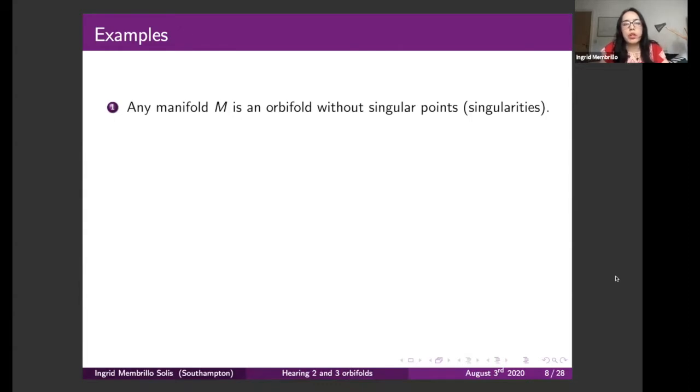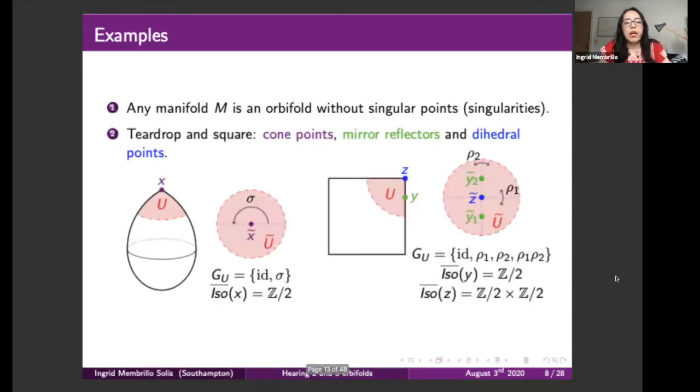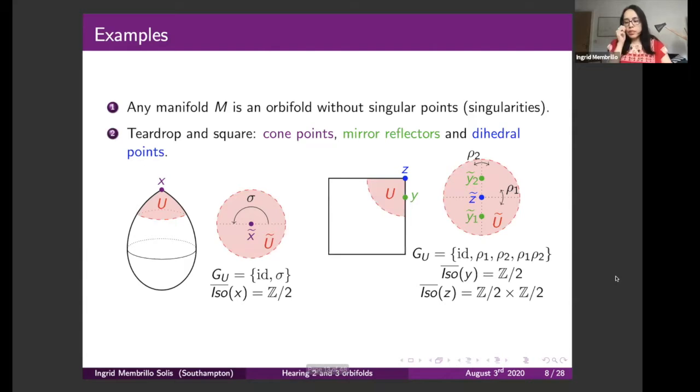And to each orbifold chart, the group that is acting there is the trivial group. So trivially a manifold will be our first example of an orbifold. Two more interesting examples are the ones that I'm showing here, which one is the teardrop, as you can see why it is called a teardrop. And also we have a square as an example of an orbifold.